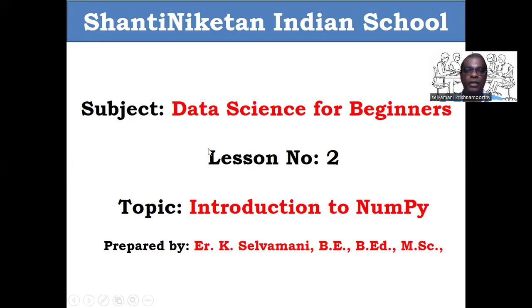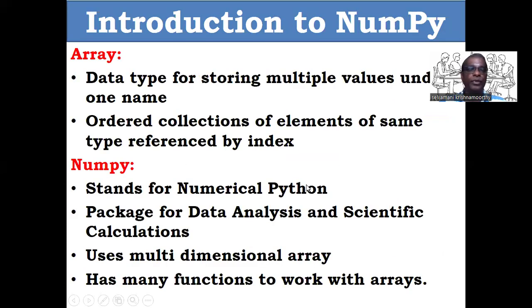Data Science for Beginners, lesson number 2. Topic is Introduction to NumPy. Before we proceed, we must understand what we mean by array. An array is a data type for storing multiple values under one name. It is one type of data for storing multiple values, not one value, more than one value under one name.